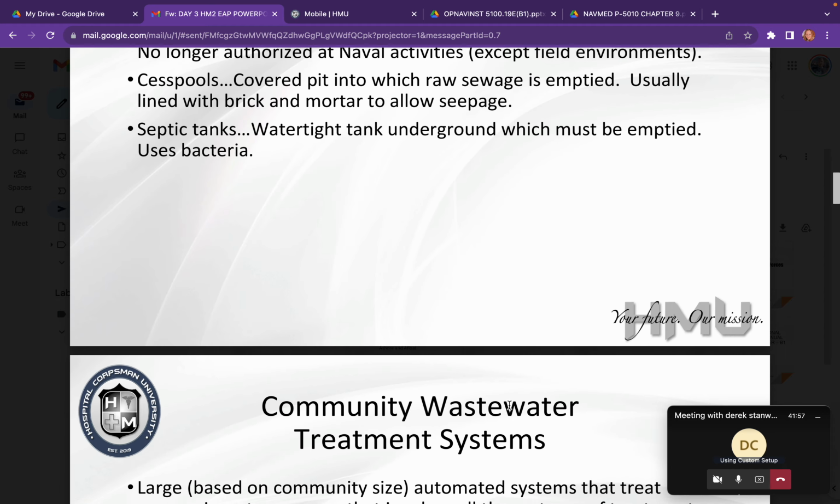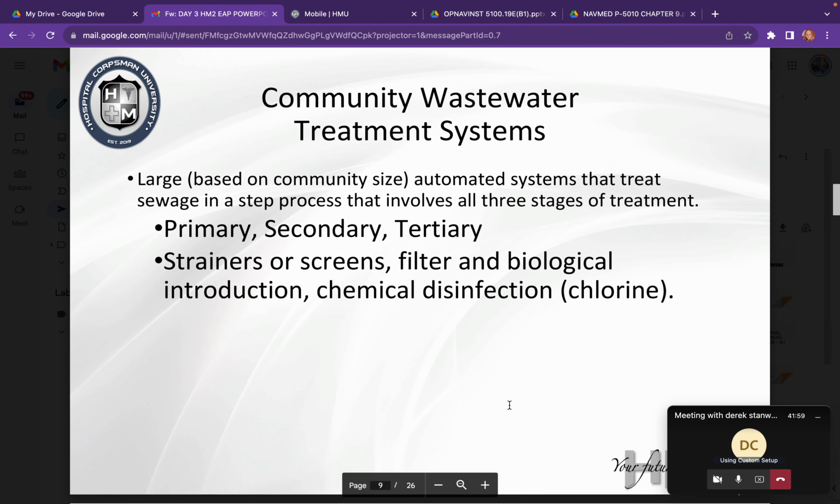Pit privy is the oldest, the least sophisticated way of taking care of sewage.